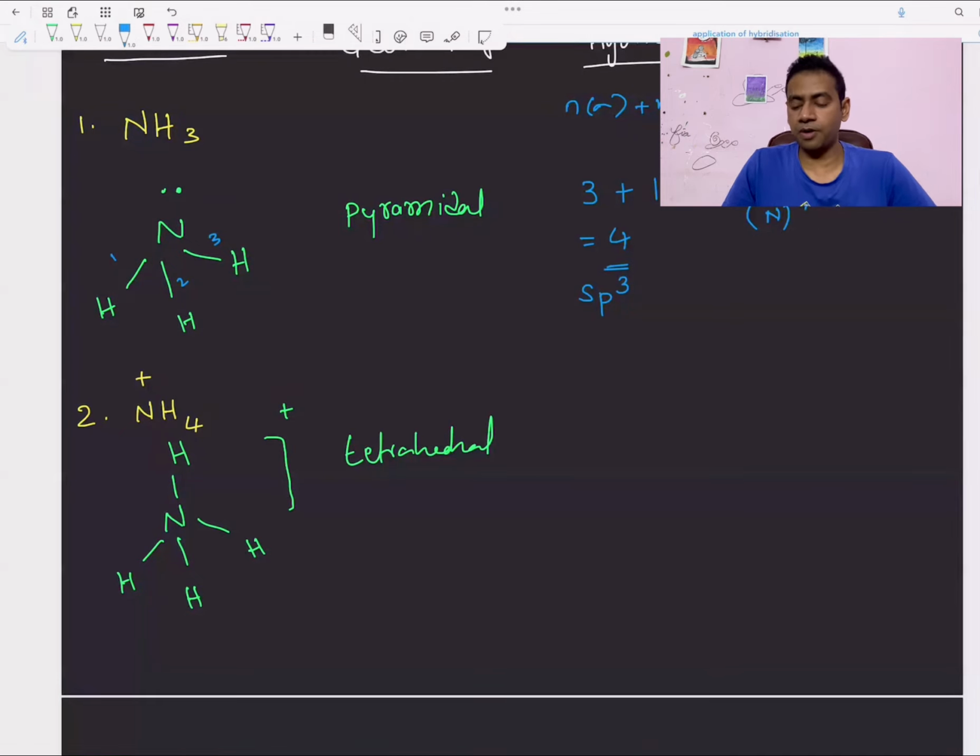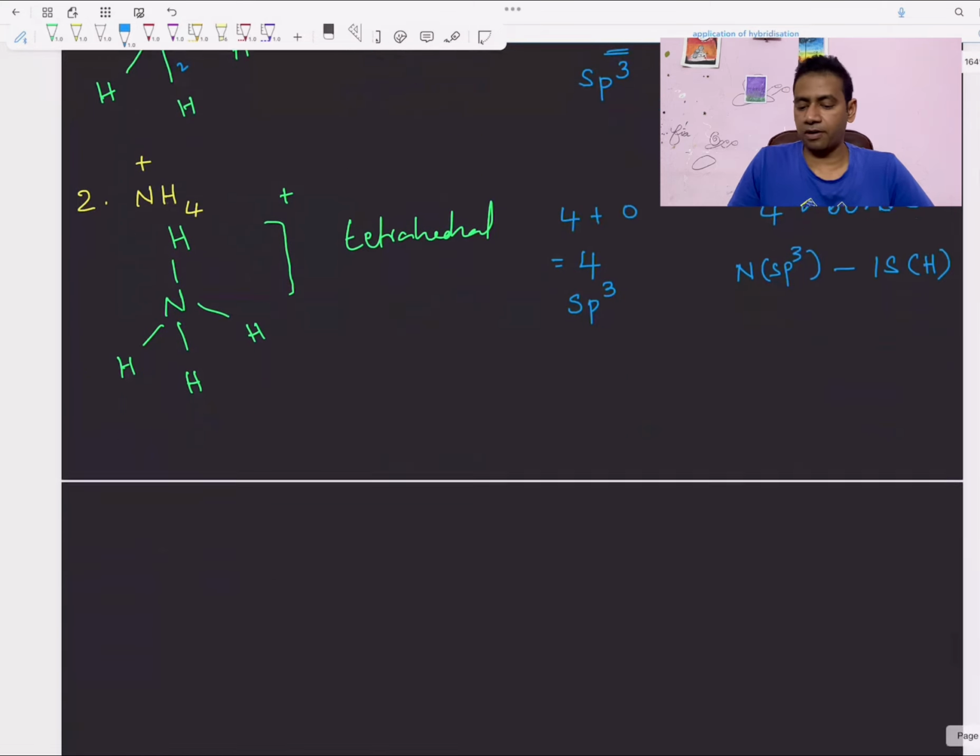Now count the number of sigma bonds. We have 4 sigma bonds and 0 lone pairs. So the number of sigma bonds plus the number of lone pairs is equal to 4. Therefore, nitrogen in the ammonium ion is again sp3 hybridized. Now coming to the type of bonds. Here there is no lone pair. We have all single bonds. So how many? We have 4 sigma bonds and each sigma bond is formed from the sp3 hybrid orbital of nitrogen overlapping with the 1s atomic orbital of hydrogen.